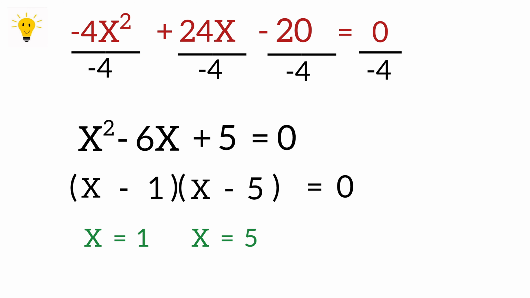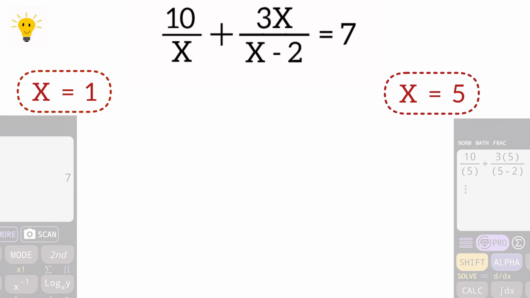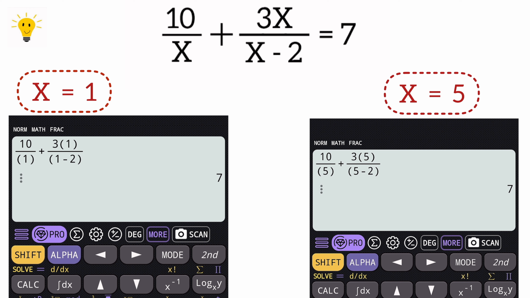To make sure that you have the right values of x, when you substitute each x value, the left-hand side has to be equal to the right-hand side. If we replace x with 1, we do get 7, so that tells us that 1 is the right x value. And if you replace it with 5, we also get 7, so 5 is also the right x value. Both of these solutions are valid.